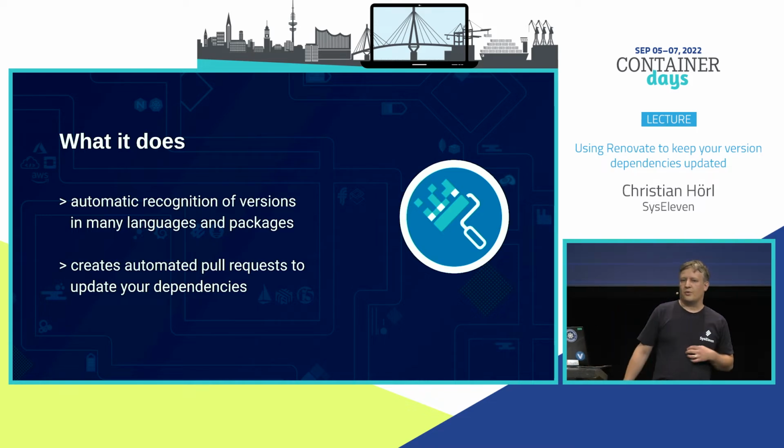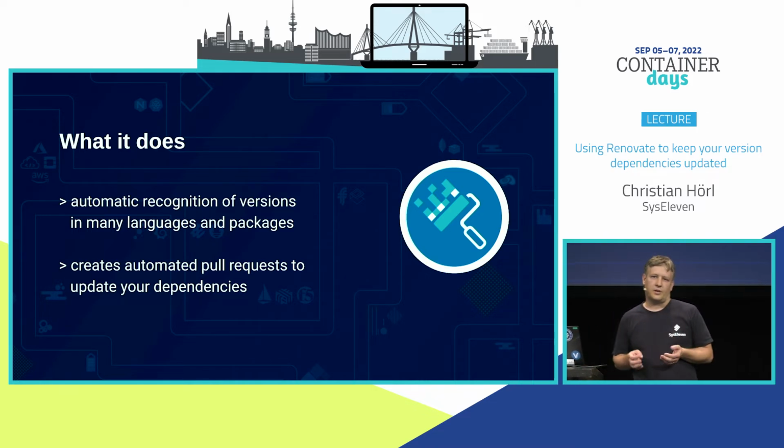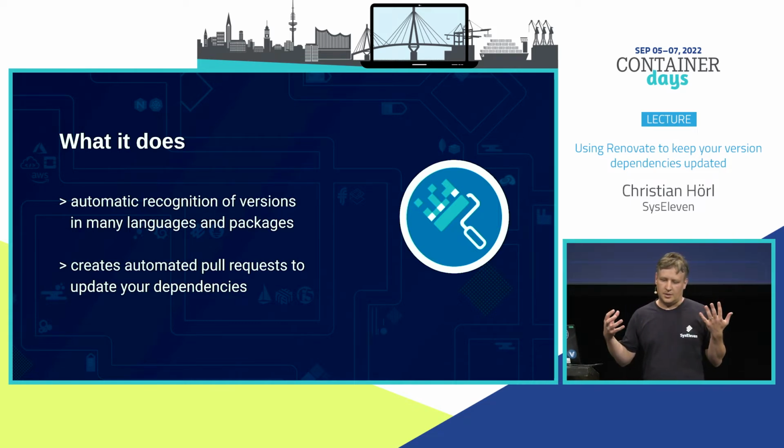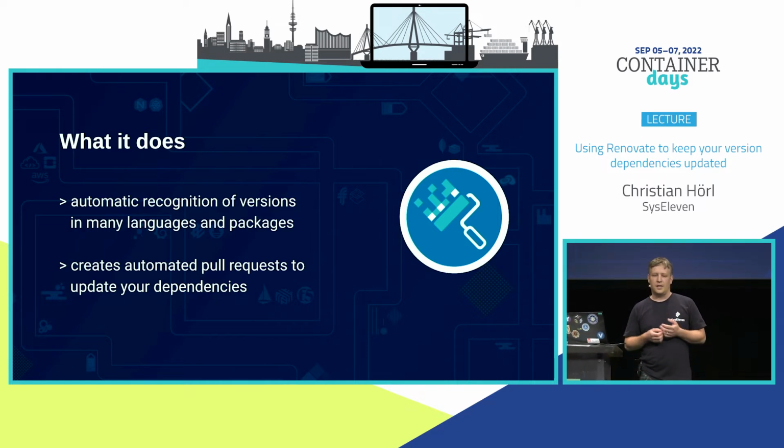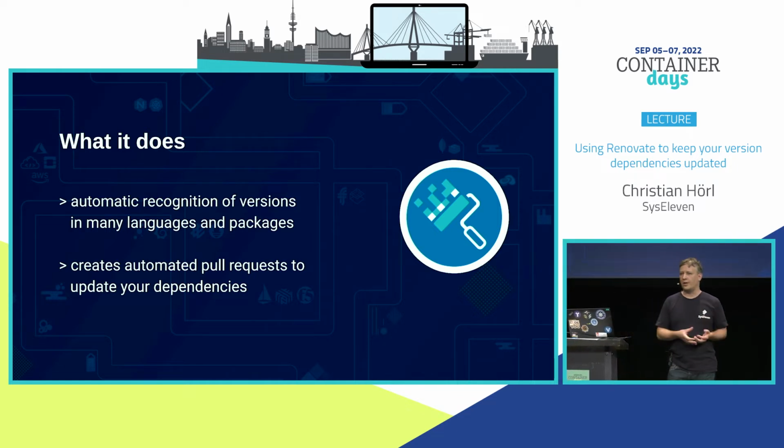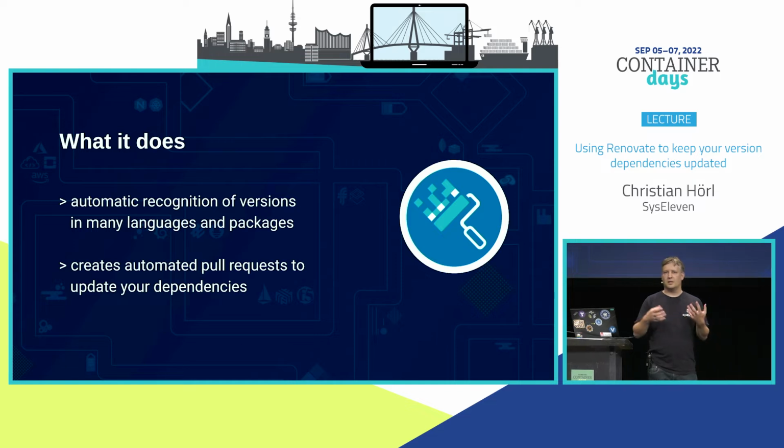Well, what does Renovate do for us? How can it help us to keep our dependencies up to date? It basically has two crucial functions. The first one is whenever it detects a dependency to be updated, it determines the updates necessary, and it creates pull requests for us and notifies us about that pull request in GitLab.